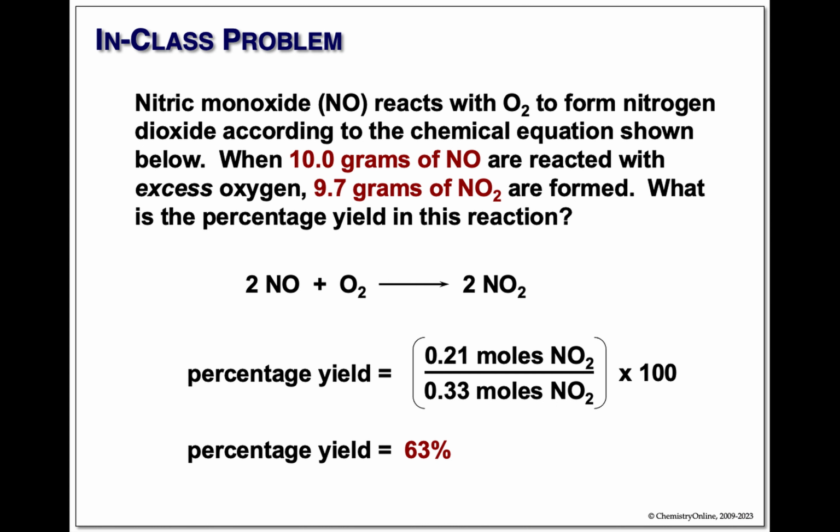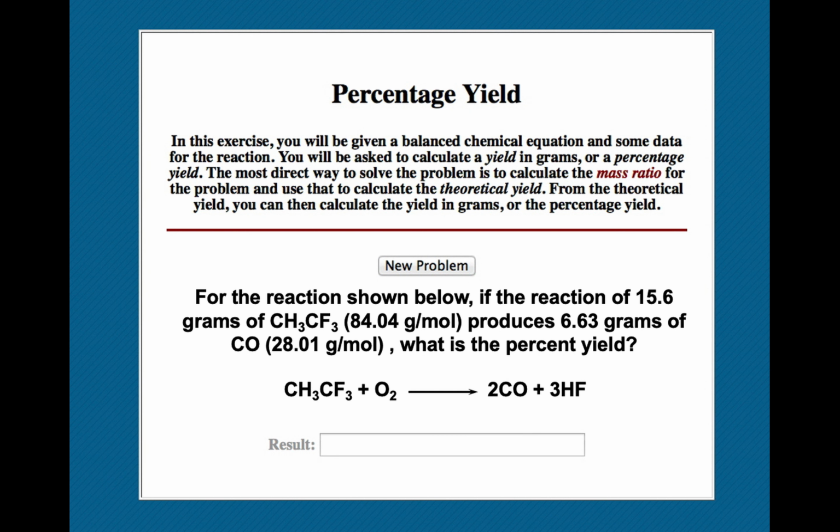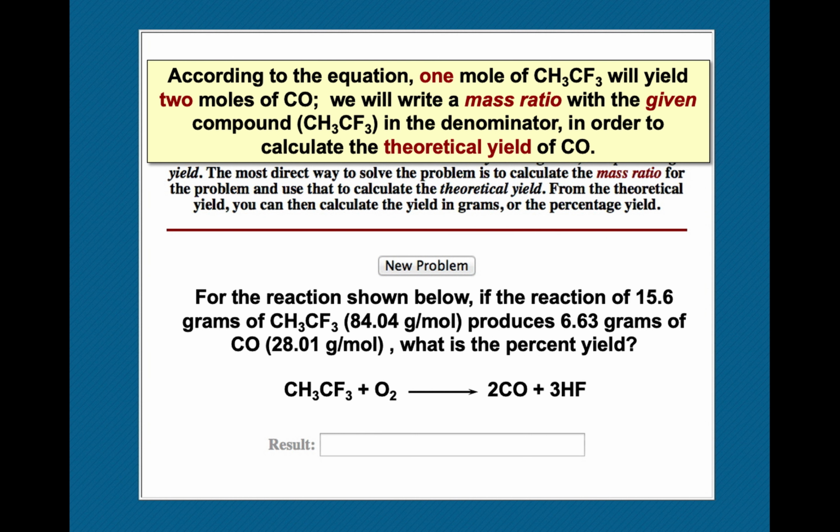This is the tutorial that did not make it on Blackboard. Let's just look at it anyway. Maybe you can see why it didn't make it to Blackboard. We have 15.6 grams of trifluoroethane. Here's its molar mass. We have 6.6 grams of CO as a product. What's the percent yield? First of all, we have 1 giving 2. Okay? So a ratio is 1 trifluoroethane to 2 COs. We'll do a mass ratio, and then we'll calculate the theoretical yield.